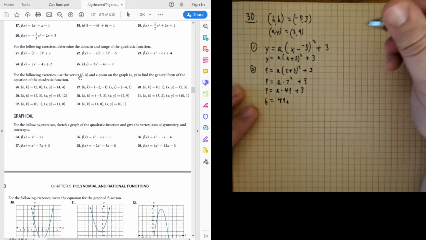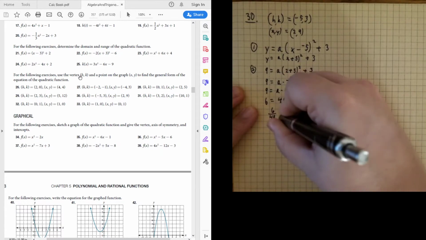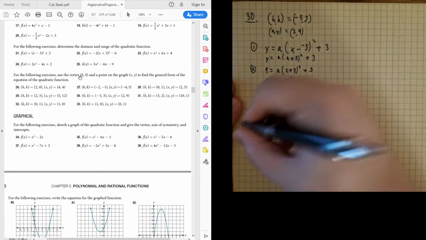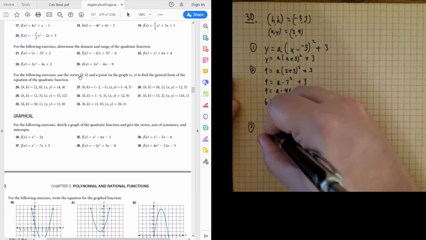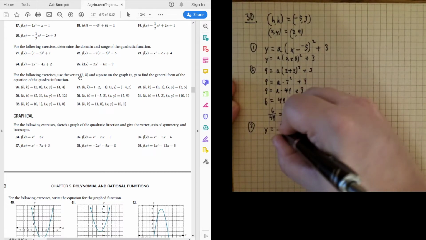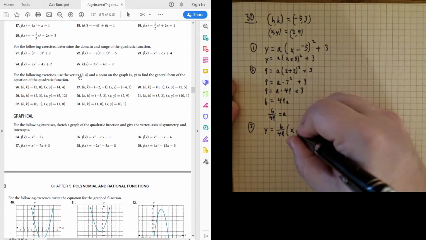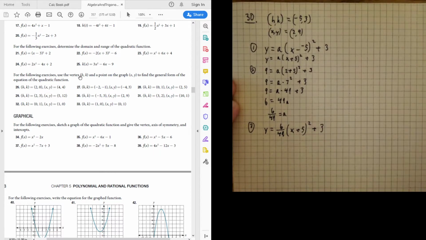And then I divide both sides by 49. So we get 6 over 49 equals a. Step 3, once we got that piece, the a, we then plug it back into this form. So we do y equals 6 over 49 times x plus 5 squared plus 3.